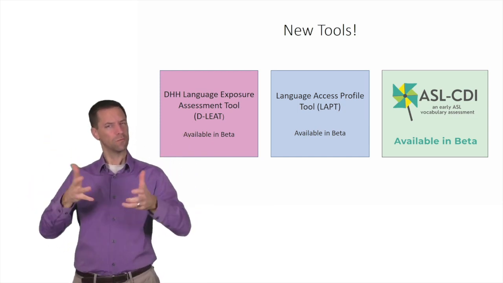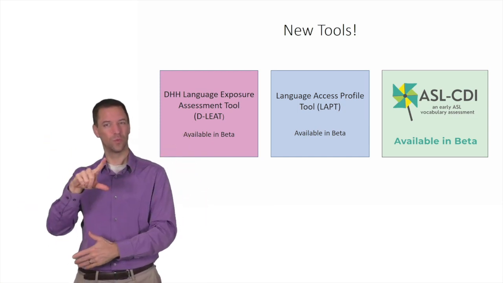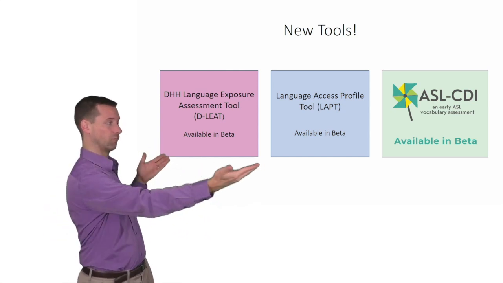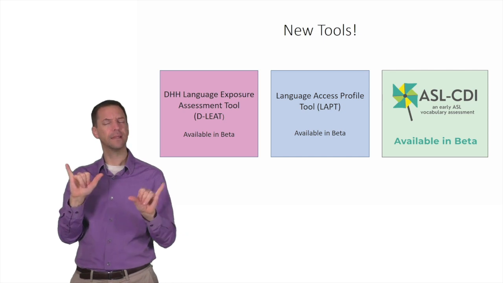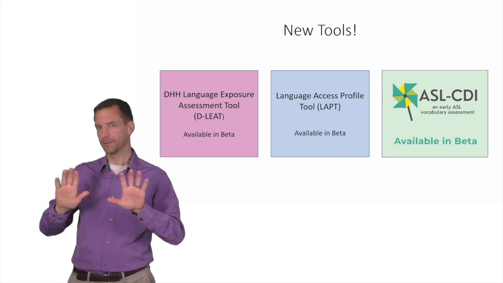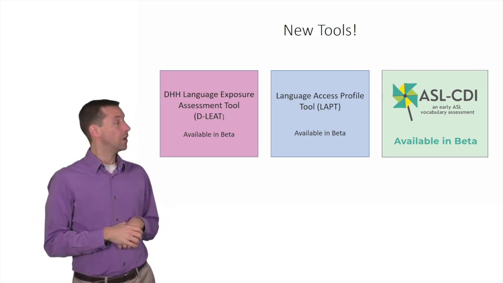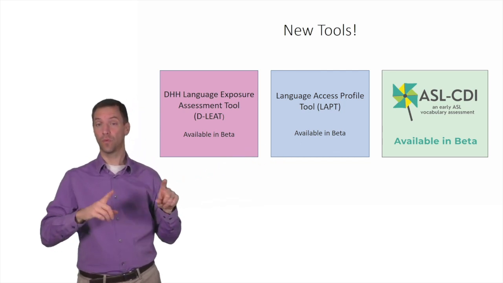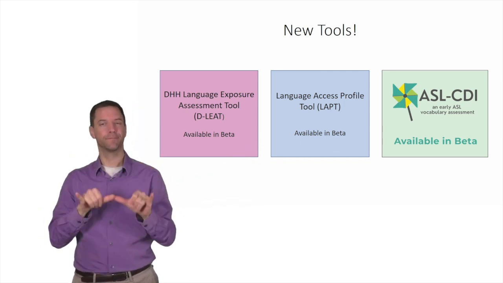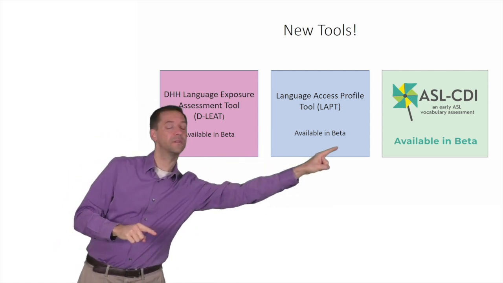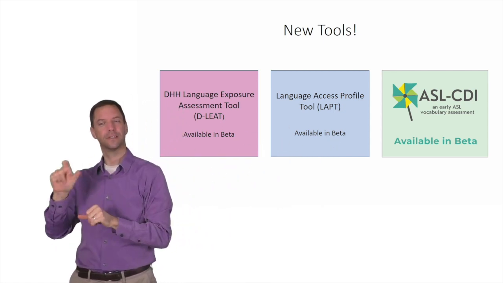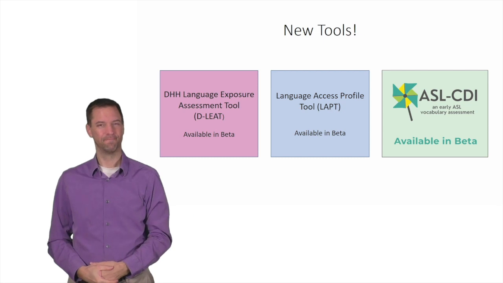So now I'd like to transition to the second part of this presentation, introducing 3 new tools. They are all available now, but please understand that they are all still in beta testing. The first 2 have to do with the goal of measuring language access profiles, and the third one is designed as a measure of ASL vocabulary development.